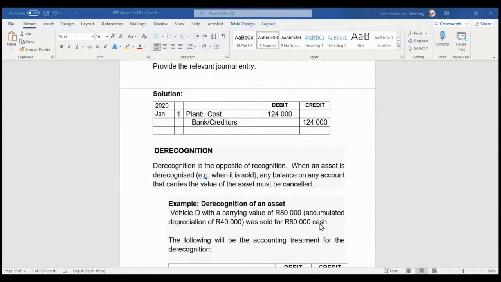So where were we? Our carrying amount is the cost less the accumulated depreciation. So now we've got to work backwards. If our accumulated depreciation is 40,000 rands and our carrying amount is 80,000 rands, what would the cost have been? As most of you have said there, 120,000. You can go and check it. 120,000 cost less 40,000 accumulated depreciation, therefore gives you 80,000 rands.